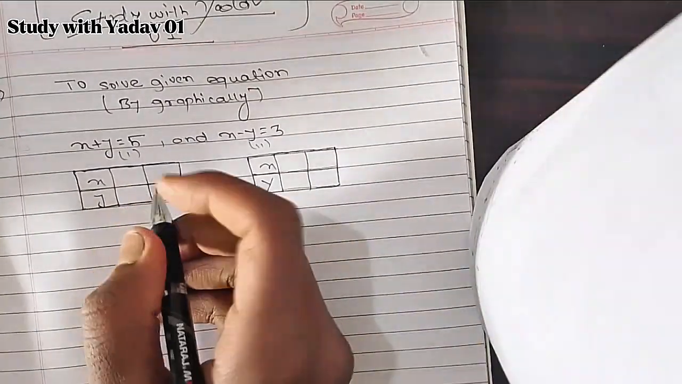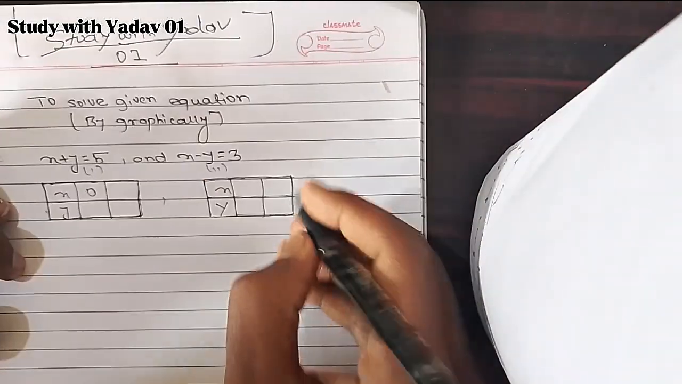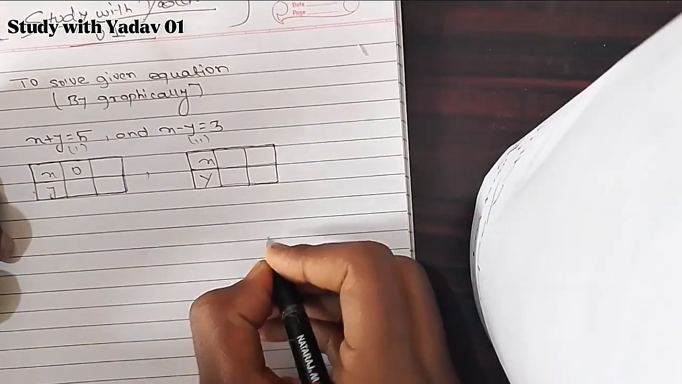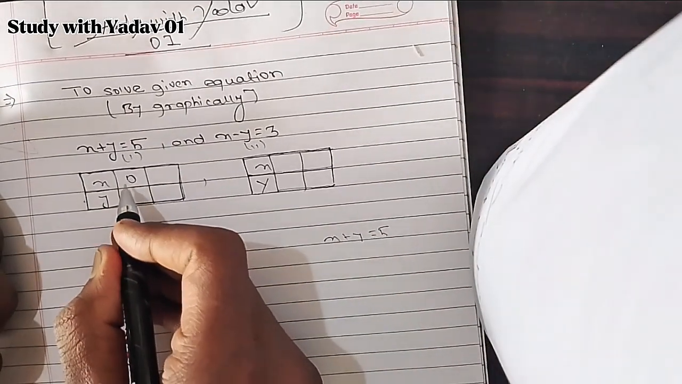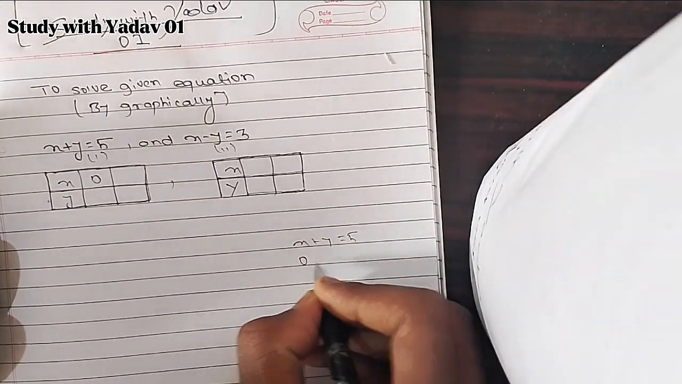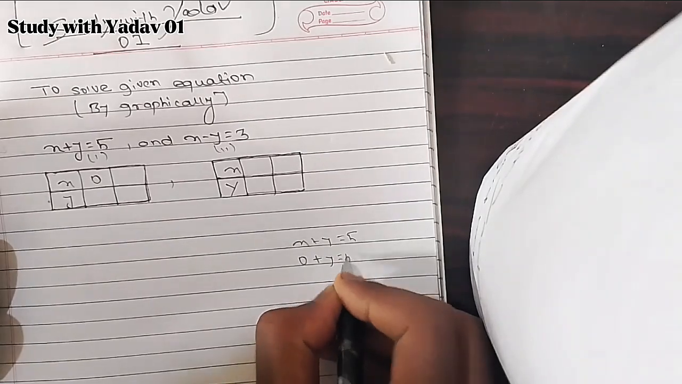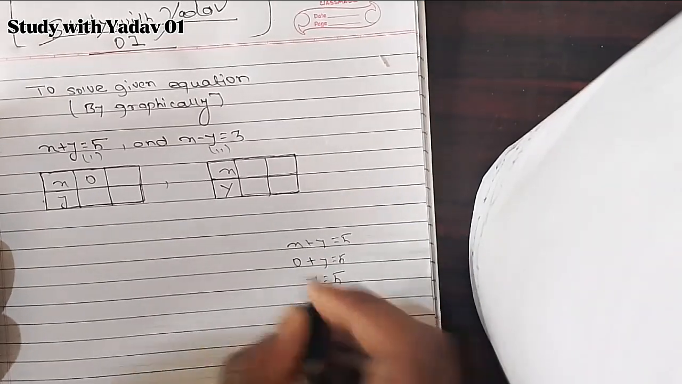First we put x equal to 0. Here we have to solve the first equation, x plus y equal to 5. Here we put x equal to 0. Substitute x equal to 0, so 0 plus y equal to 5. Here we get y equal to 5.